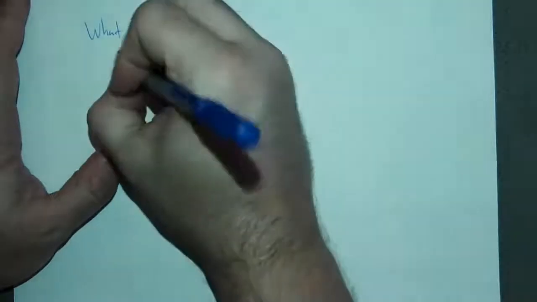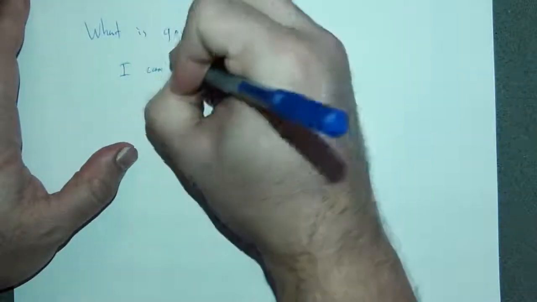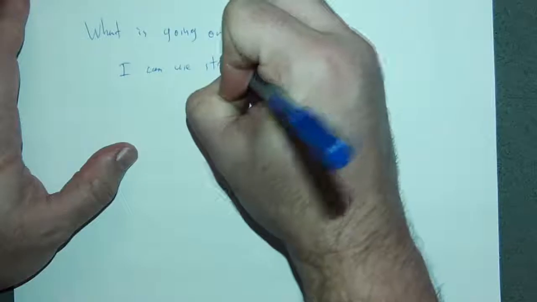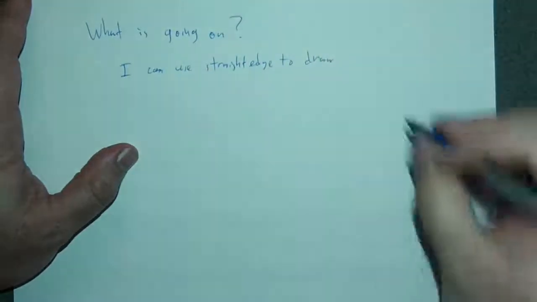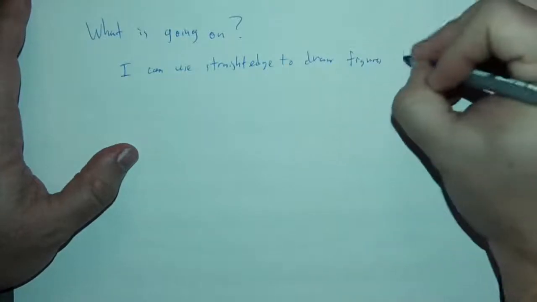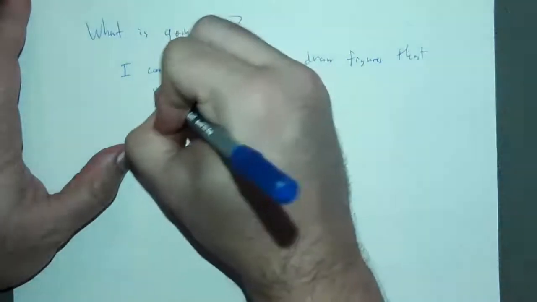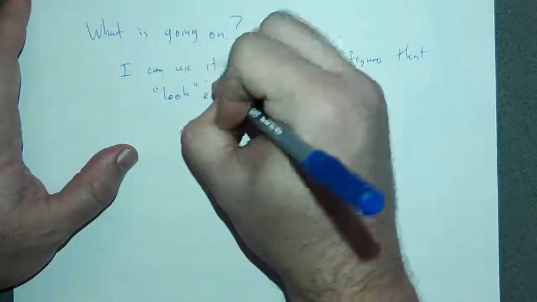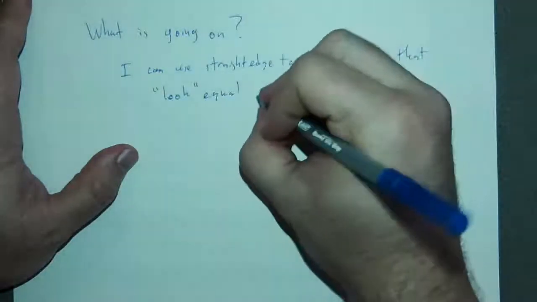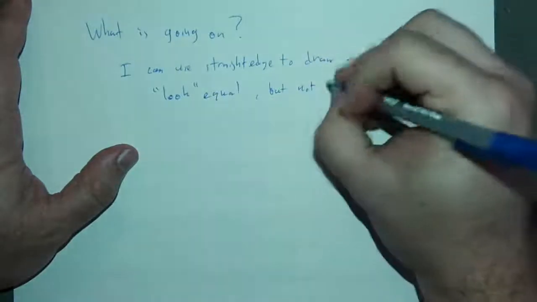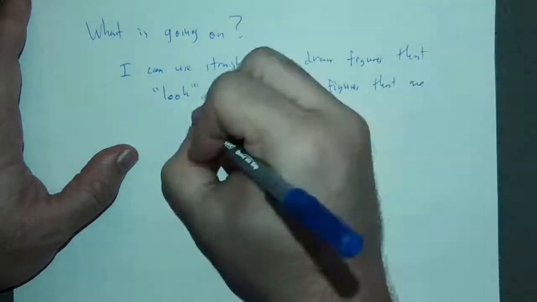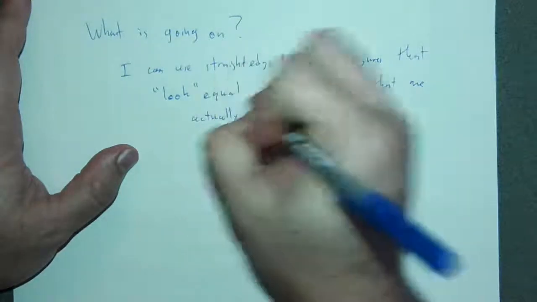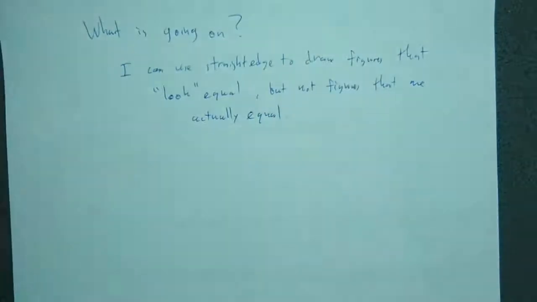What is going on? Well, I can use a straight edge alone to draw figures that look equal, right? But not figures that are actually equal, right? So, what is this telling you?